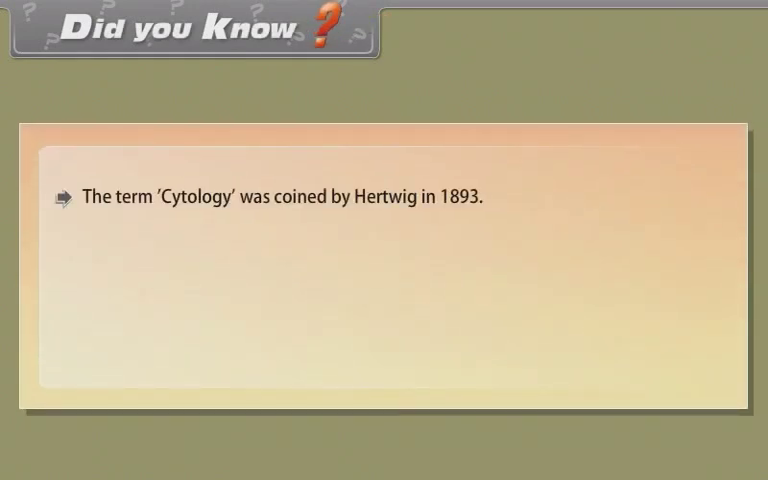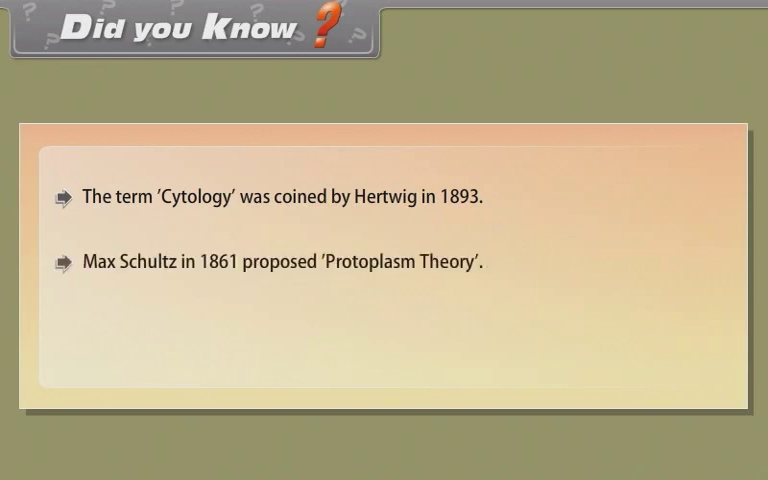Did you know? The term cytology was coined by Hertwig in 1893. Max Schultze in 1861 proposed protoplasm theory. Sachs proposed organismal theory in 1874.